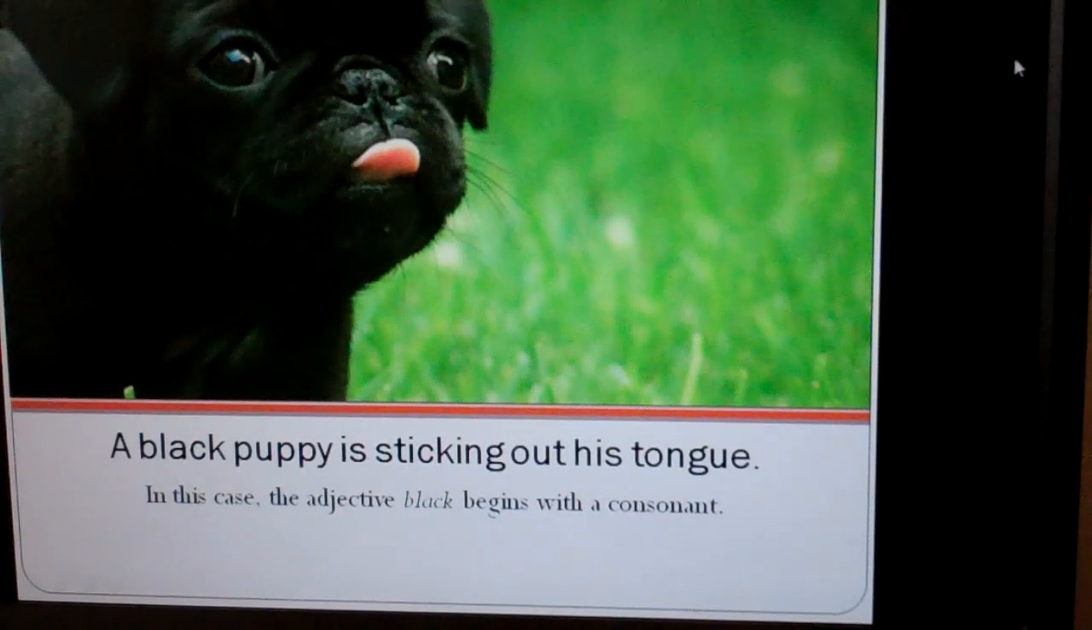A black puppy is sticking out his tongue. In this case, the adjective black begins with a consonant. Therefore, you use the indefinite article a.